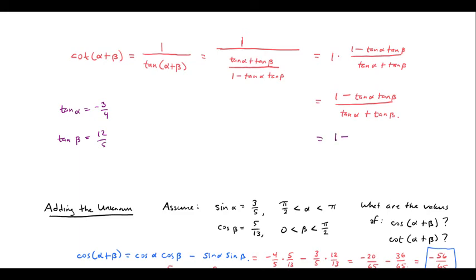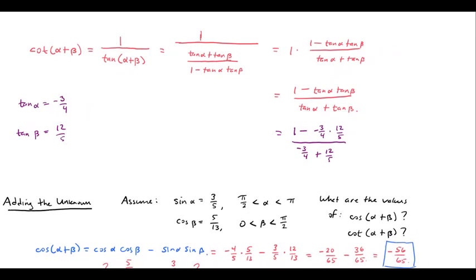All right, let's substitute those in. So I got 1 minus -3/4 times 12/5, over -3/4 plus 12/5. And, oh brother, now I have to do all this arithmetic. This was poor planning on my part. Probably should have made this problem a bit easier. We always seem to get into these, but oh well.